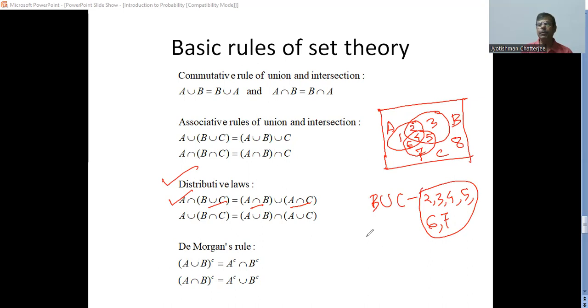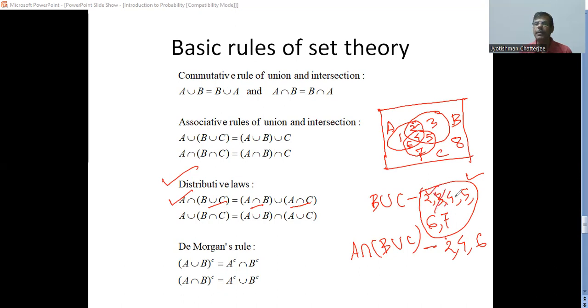When you intersect with A, which parts are part of A? Only 2, 4, and 6, right? 2 belongs here, of course. And 3, does 3 belong to the intersection? No, because it doesn't belong to A. So this one is ruled out.